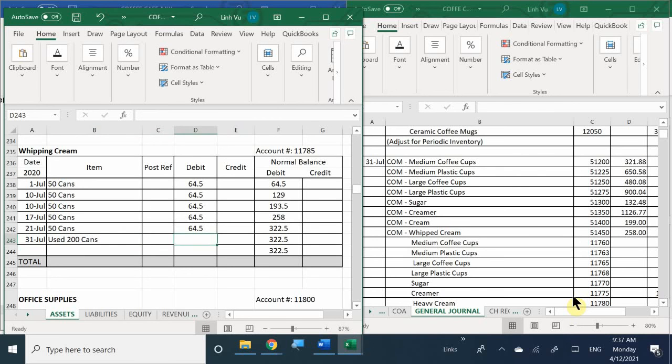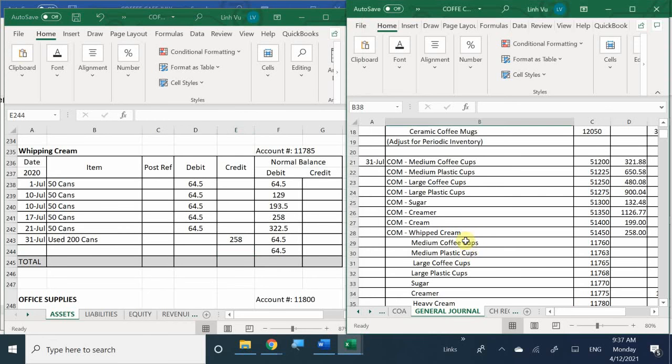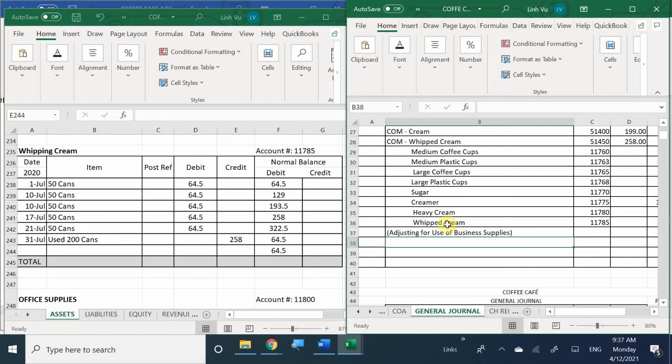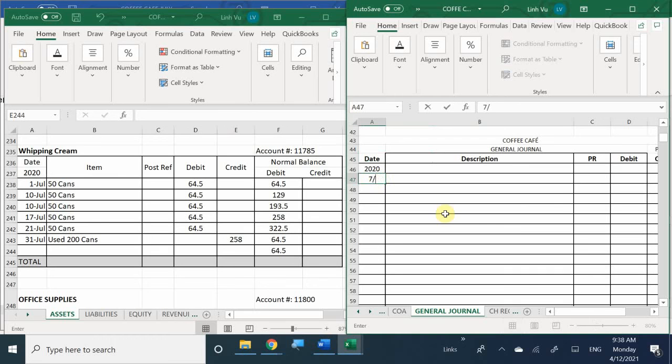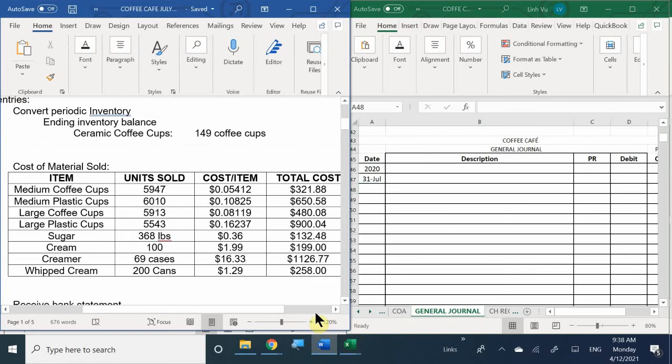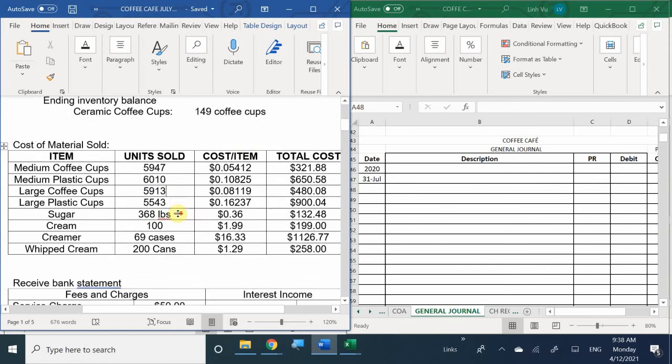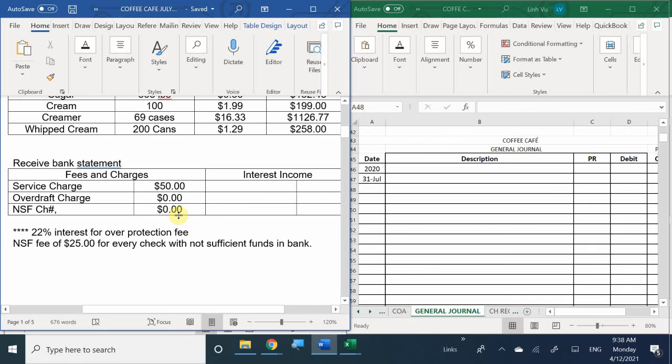Right, which cost me a total of $258. So I should have remaining $64.50. Okay. All right. Everyone go with me so far? Yes. All right. So then what has happened next?